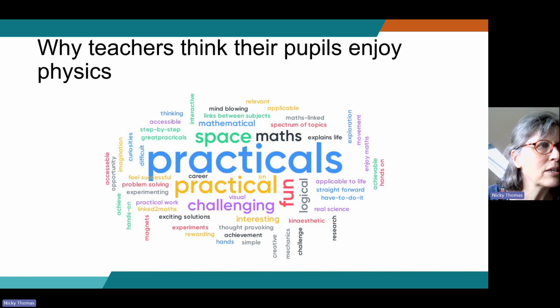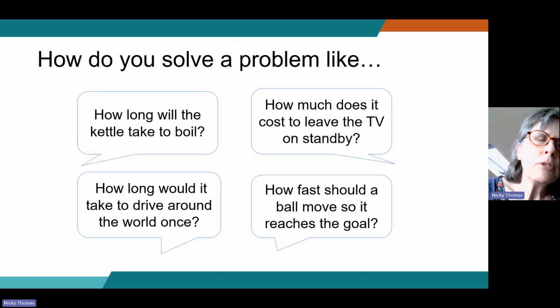So they really felt that their pupils enjoyed practicals, but I also think that maybe some of this sort of problem solving, which is very apparent in Forces, is actually something that your students will enjoy, certainly some of them, hopefully. So just really thinking about equations and maths and questions like this.